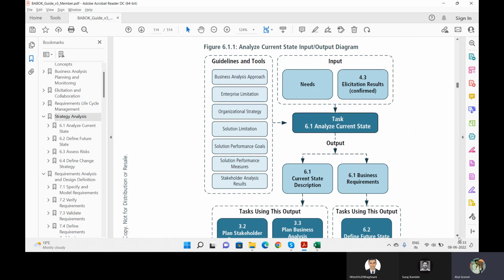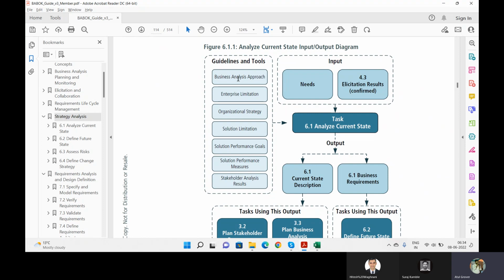When I say analyze the current state, what do I need? I need the problem statement or the needs. And I need the confirmed results from here. कि बॉस ये बताओ तुम्हें करना क्या क्या है. Once I get this part, then I put my guidelines on the top.